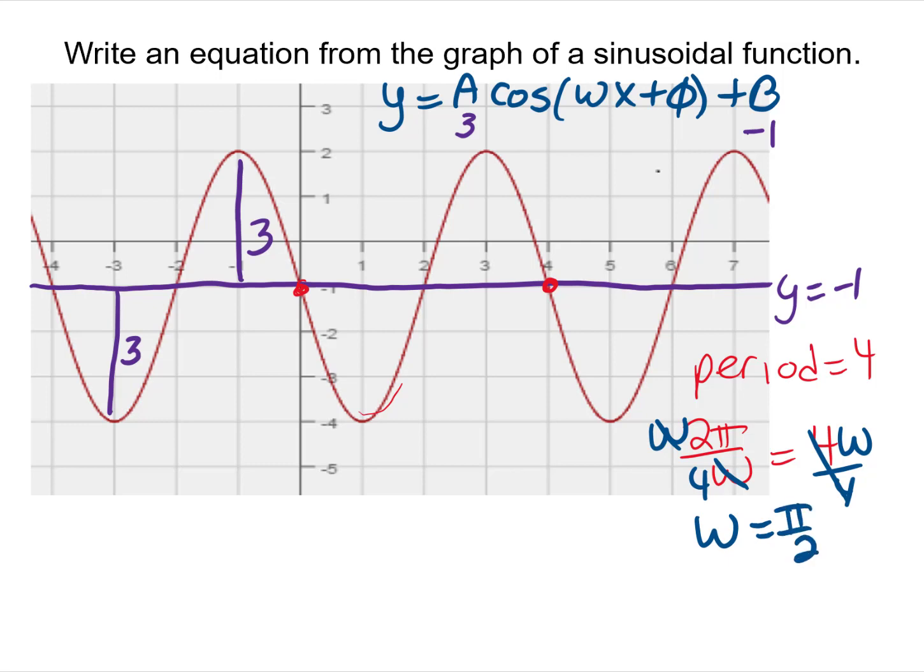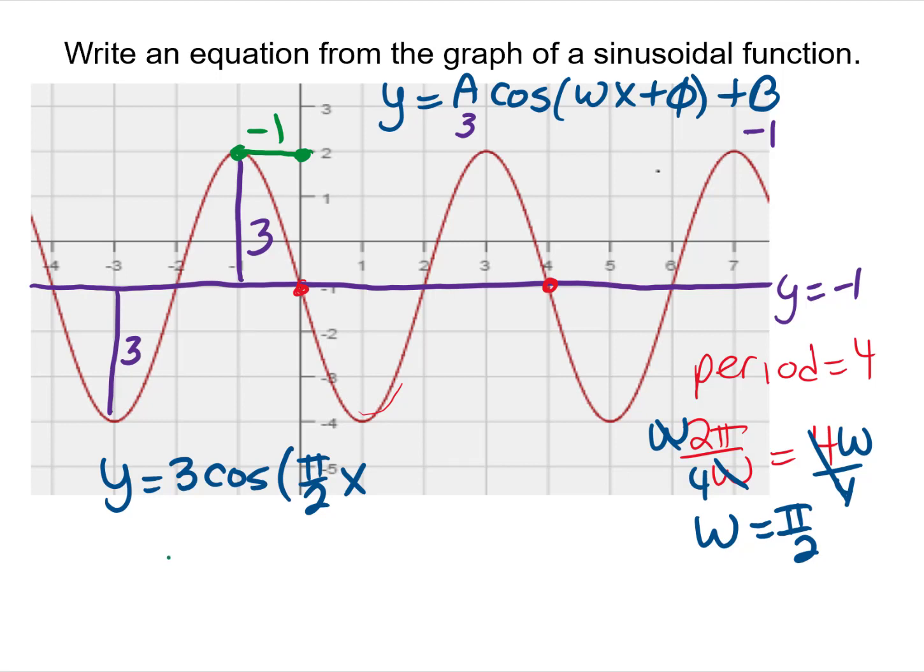So let's write our equation, what we have so far. y equals 3 cosine, our omega is pi over 2 x. Now what about a phase shift? Well, this is a cosine graph. At 0, it's normally at its maximum, right up here, but we see the maximum is over here to the left by 1. So our phase shift needs to be -1.